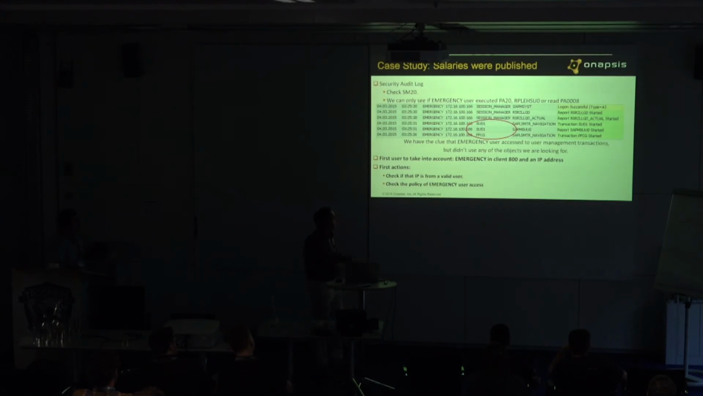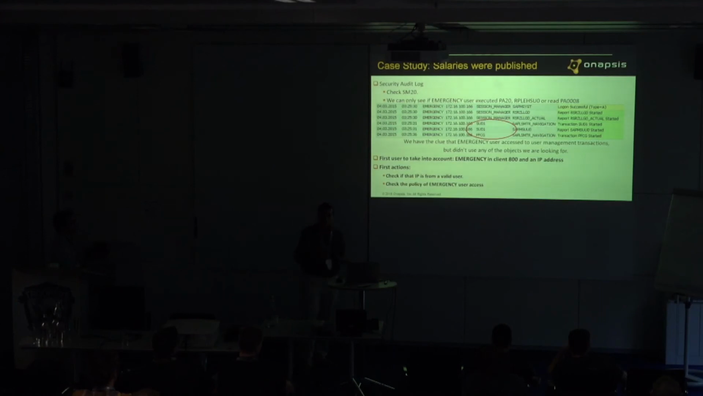We go to the transaction SM20, where we see the result of the security log. And we see that the emergency user was used. We have an IP address and some transactions. We don't know what this user did. The only thing we know is that this user used user management transactions, but we don't know what he or she did. So the only information here is that an emergency user was used by somebody at that IP address.